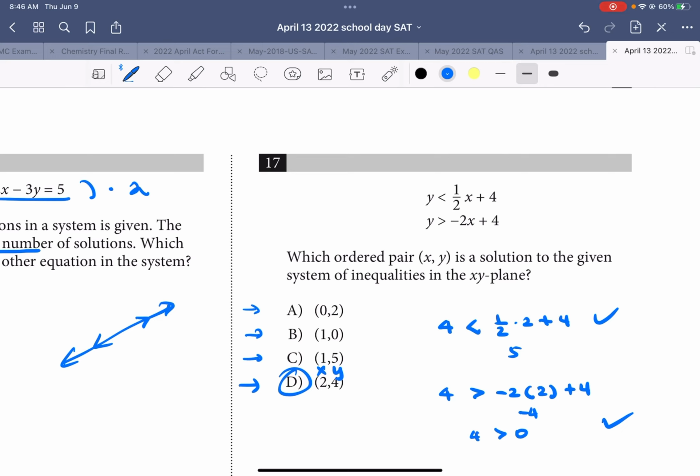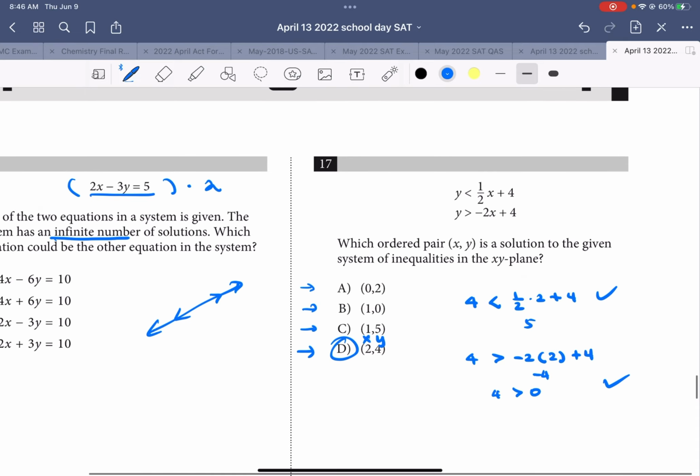So usually start from the bottom, because you're going opposite of what the test maker does. If it doesn't work, then I'm going to move to A, and then next C and B, and see which one works. Okay?